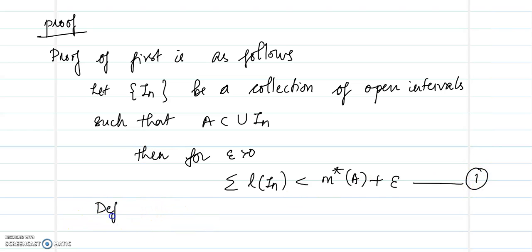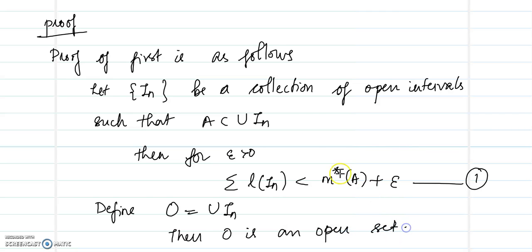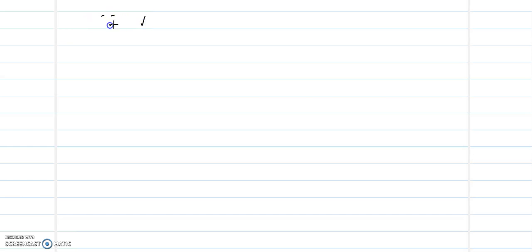And now let us define O to be the union of I n. What we need in the first part is an open set O such that A is contained in O. We have defined O to be the union of open intervals, and the union of open intervals will again be open. So O is an open set, and since A is contained in the union of I n, which equals O, A is contained in O. So the two required conditions hold: O is an open set and A is contained in O.